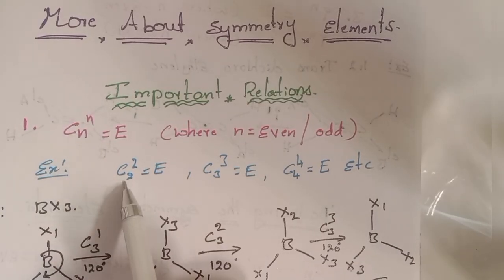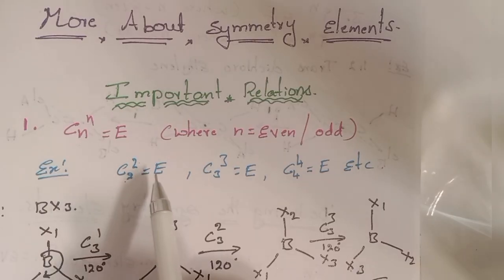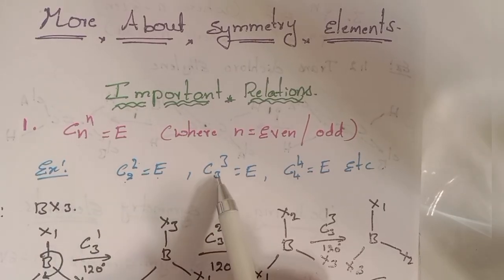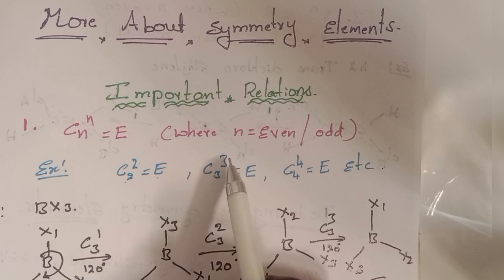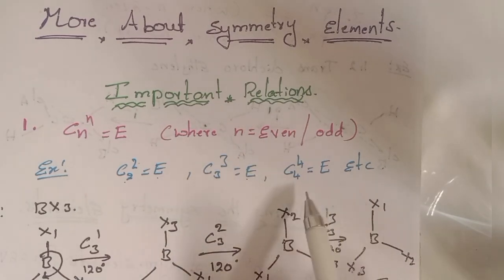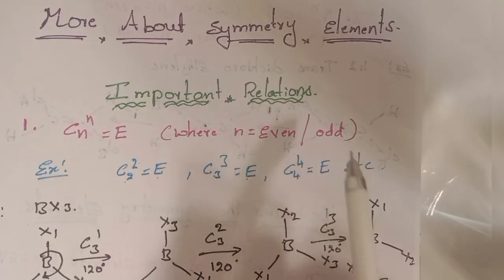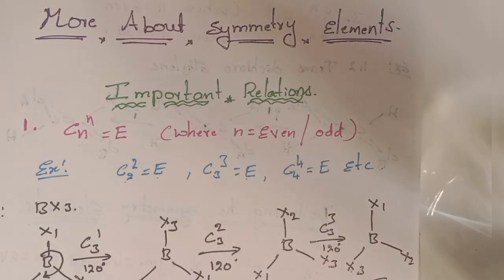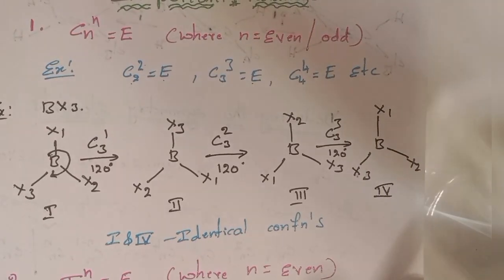For example, if C2 is a twofold rotational axis, right? If it is performed 2 times, it will give E. If it is a C3 axis, if it is performed 3 times, it will give identical configurations. Like that, C4 will give E, C5 will give E. That means where n is even or odd, it will give the identical configuration when Cn power n.